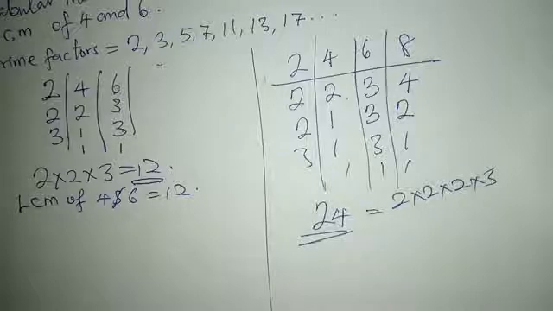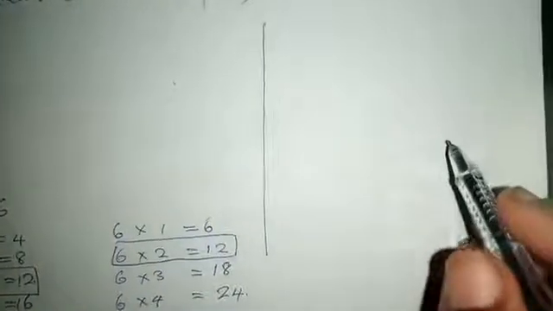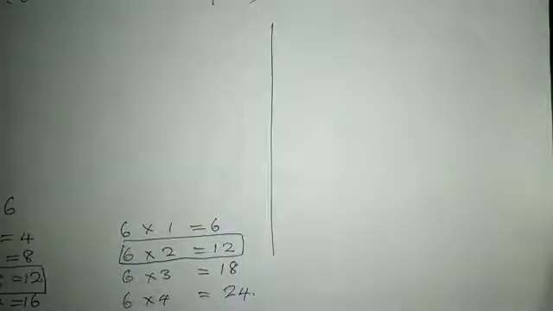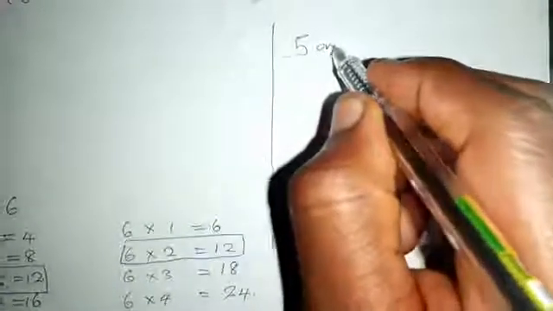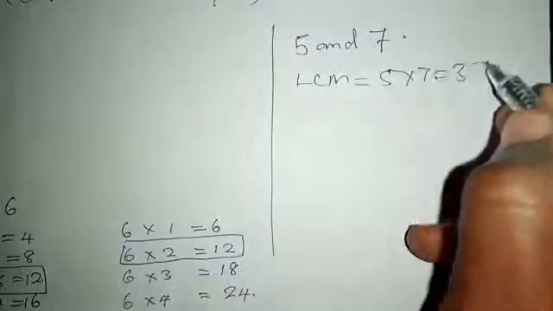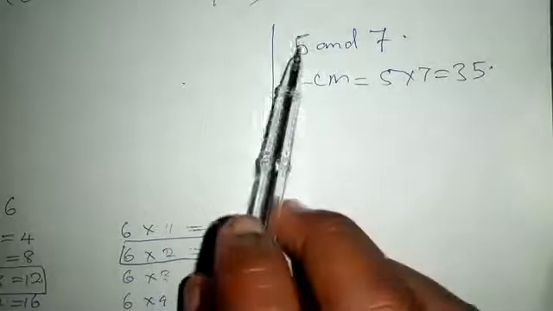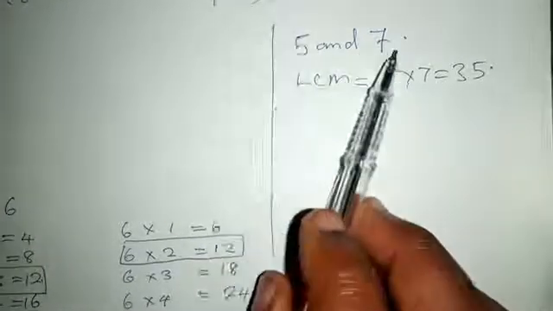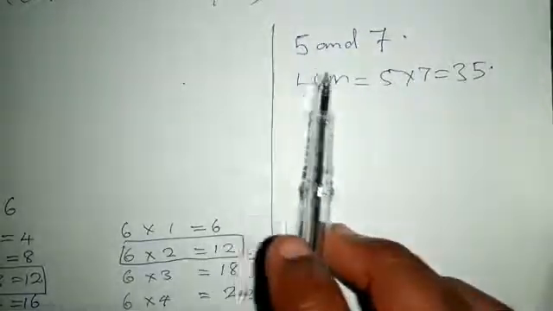There are other ways you can carry out this LCM if you are given numbers that do not have common factors, for example, 5 and 7. LCM is 5 times 7, which is 35. As simple as that. Why? Because there is no common factor between 5 and 7. Therefore, their LCM is just the product.